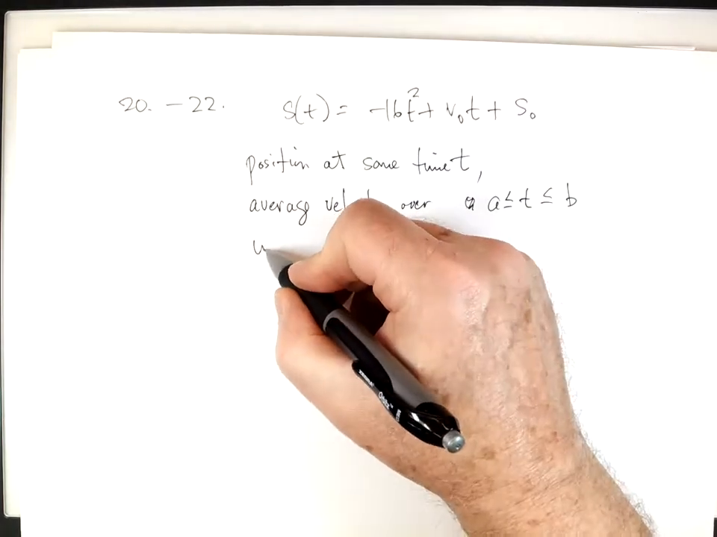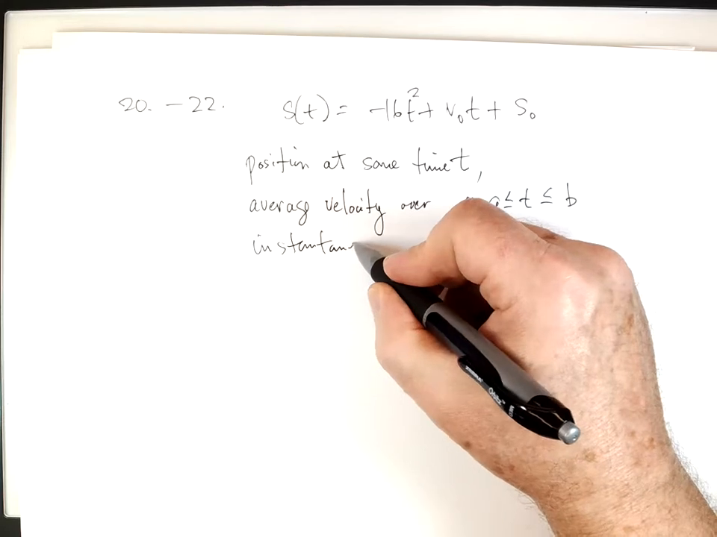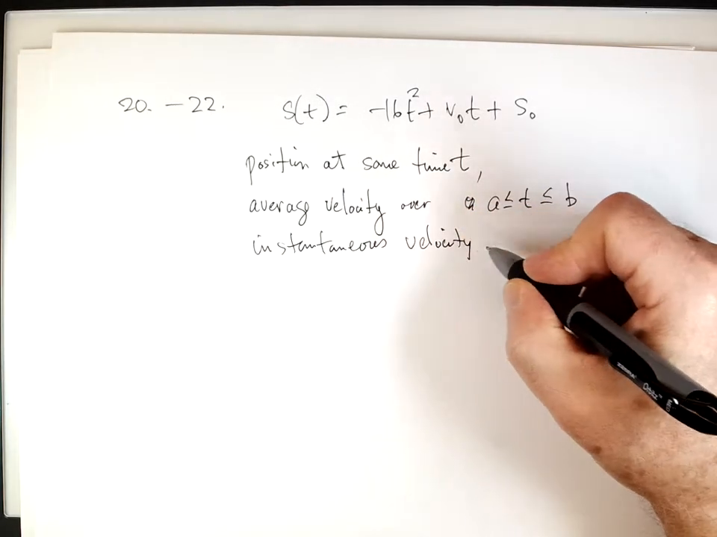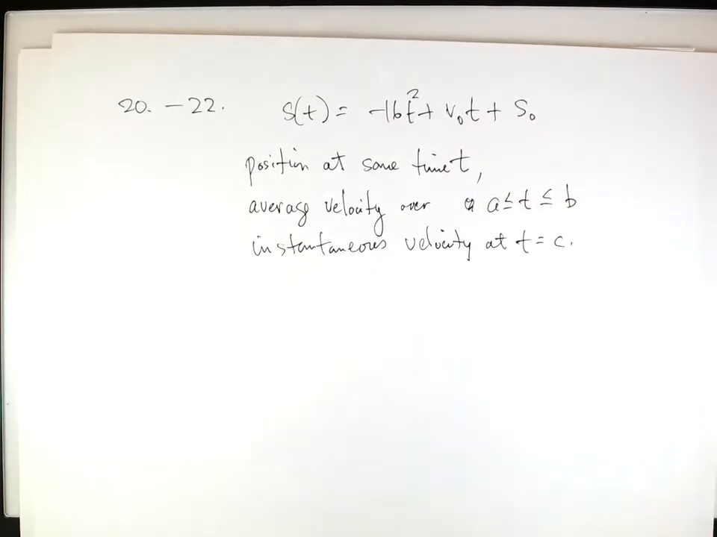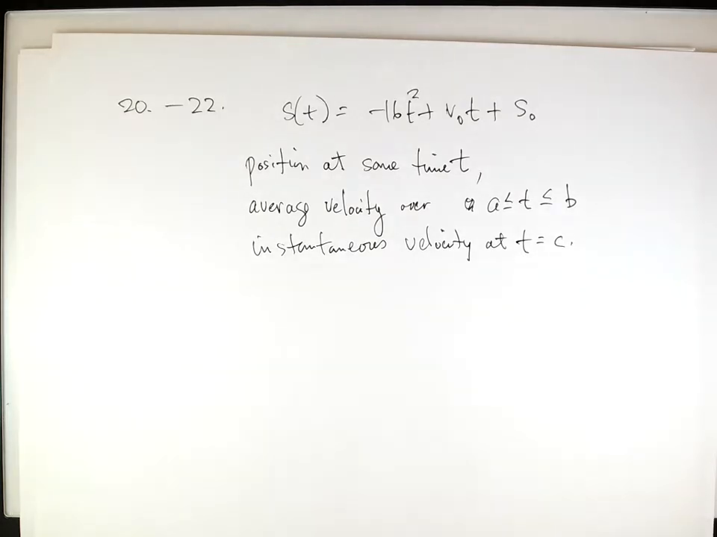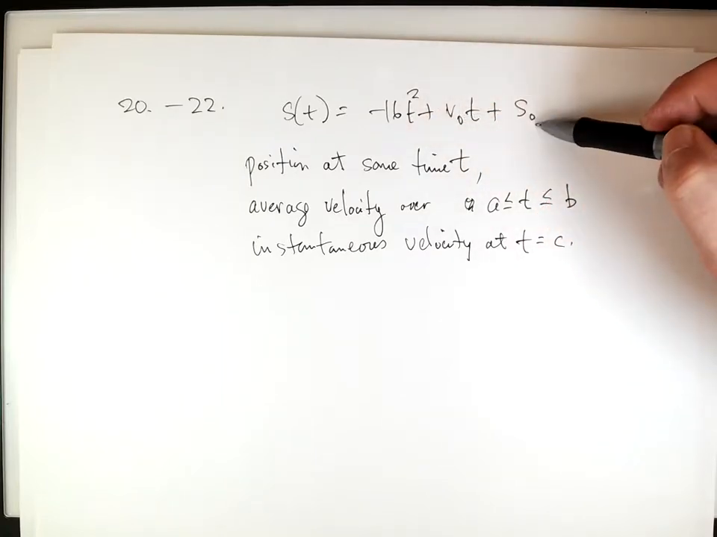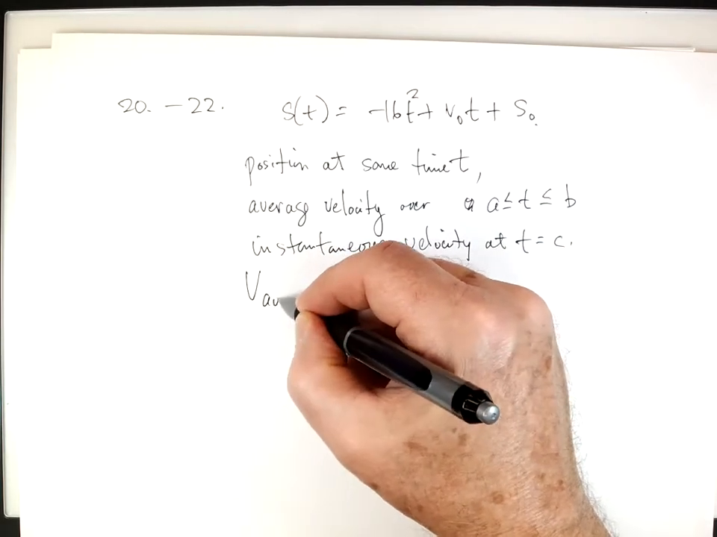And then instantaneous velocity, which is the derivative, at t equals some time, t equals c, say. That's the easiest one of all. You just take its derivative and plug in the t value. The position one was that one right up there. Position, you just plug in the t in this original. The average velocity, you should know.